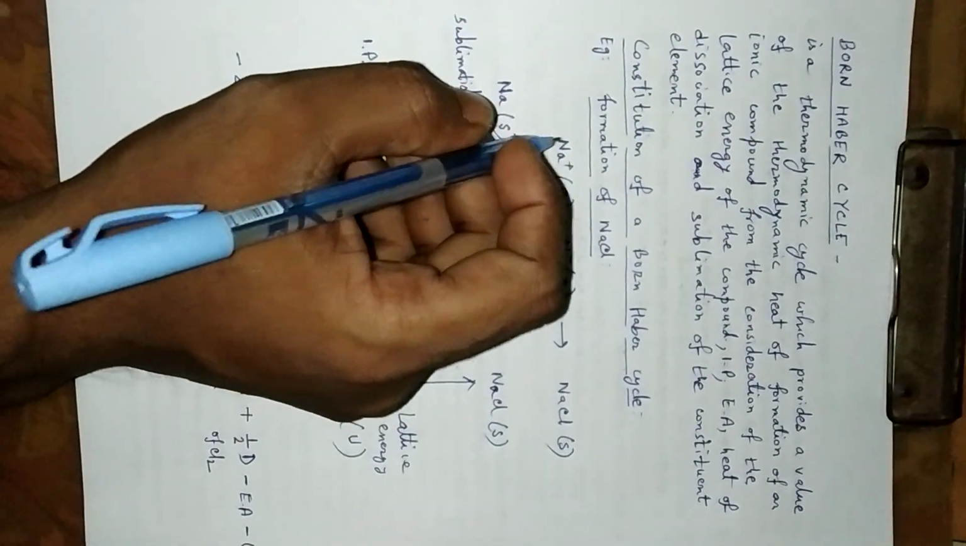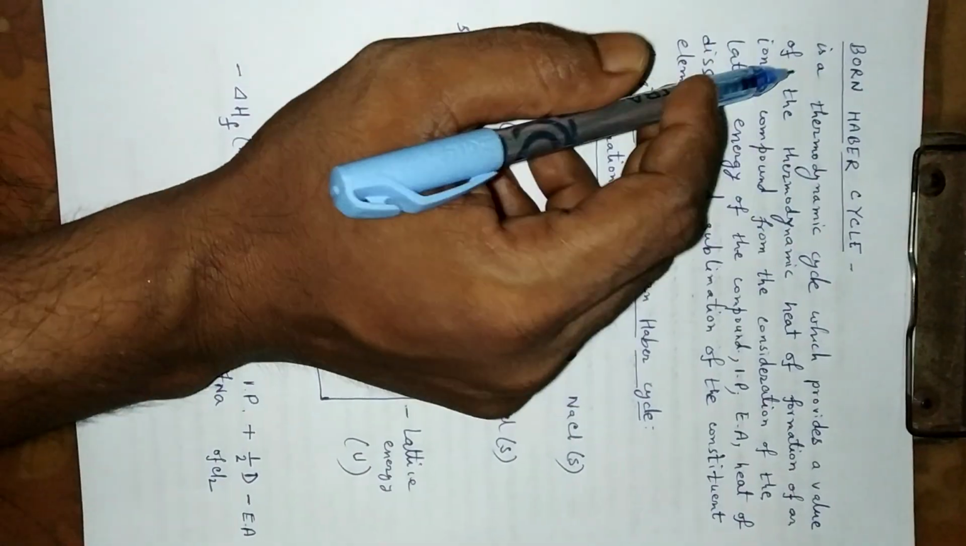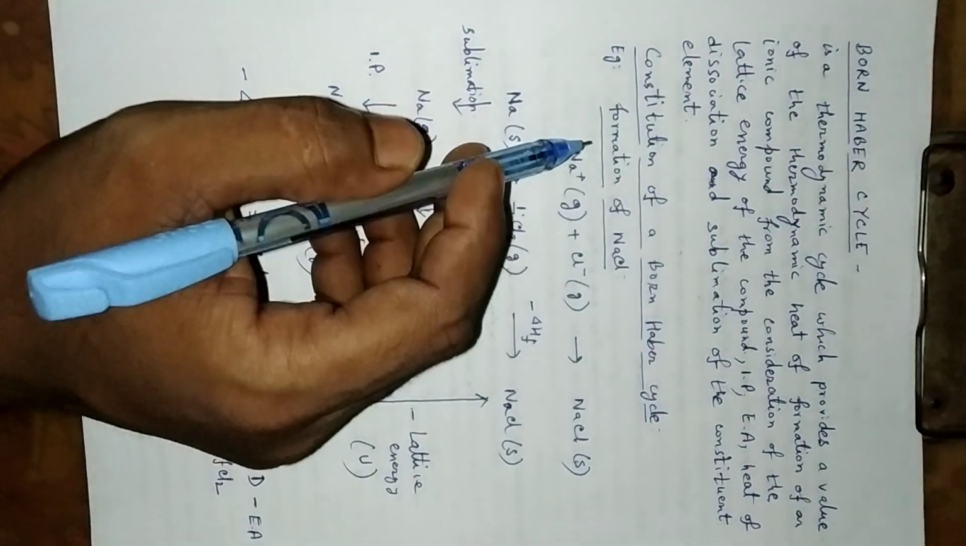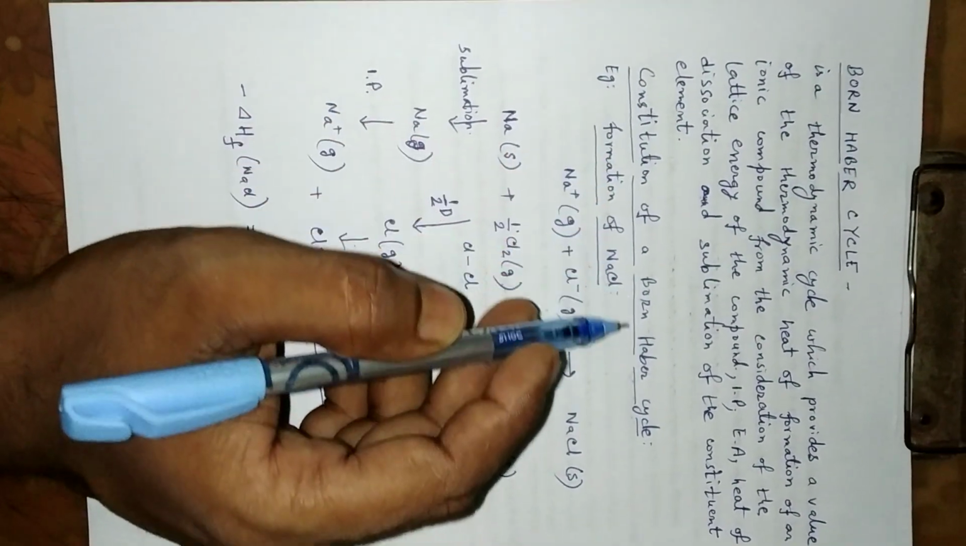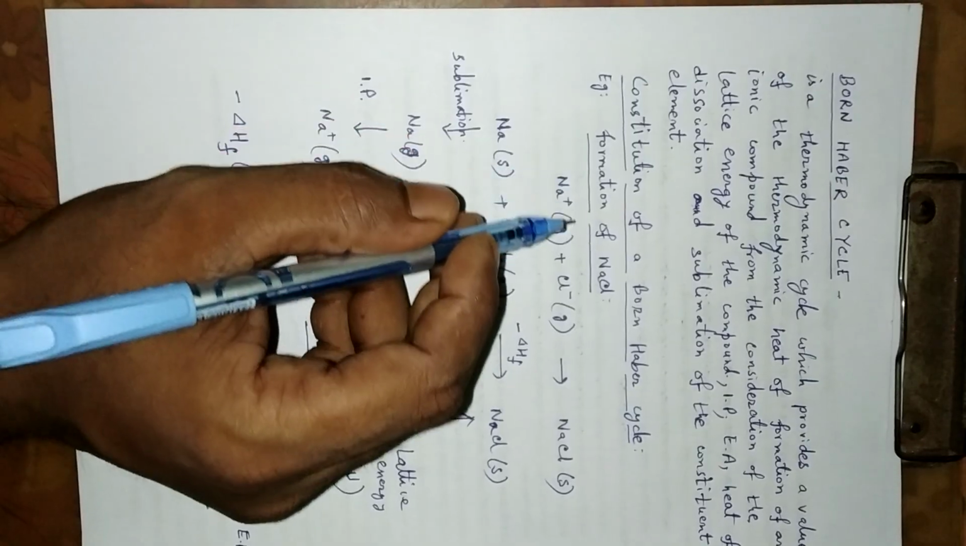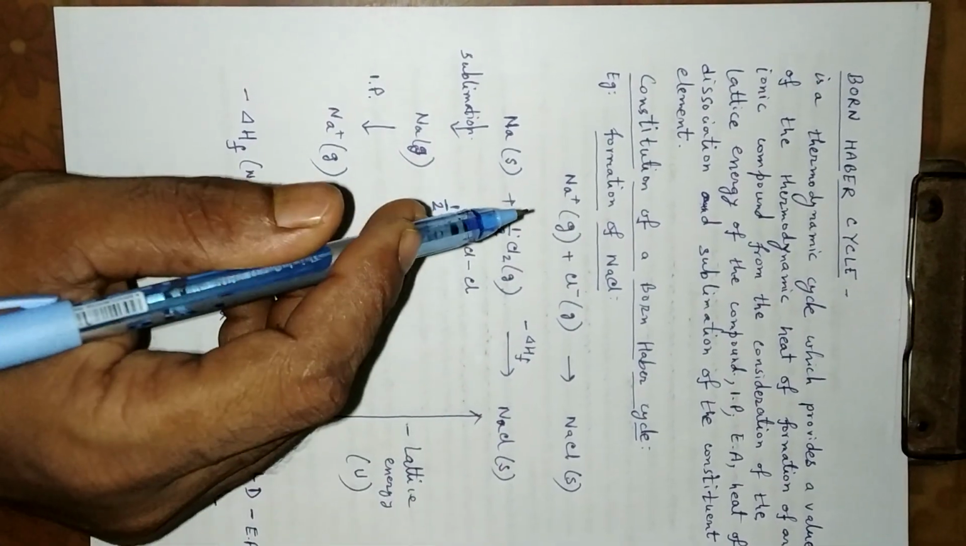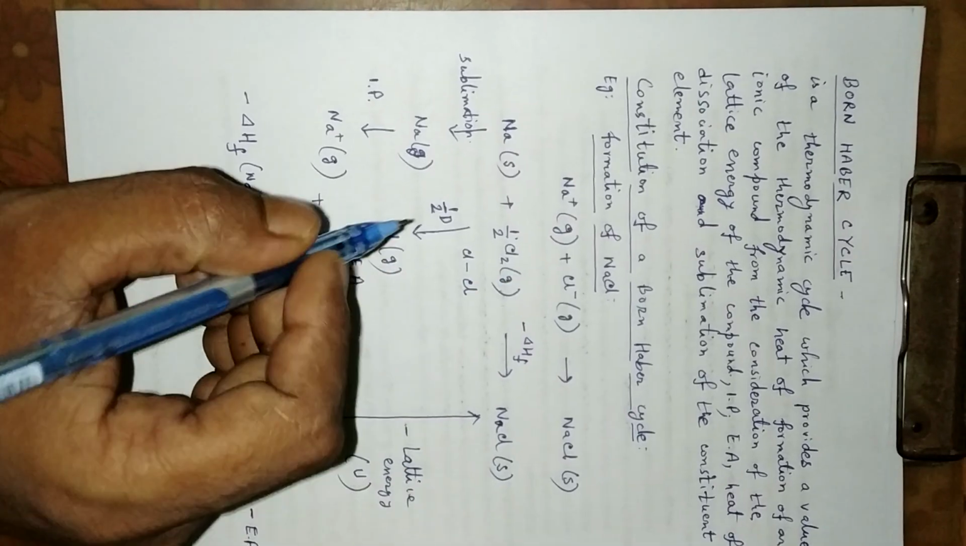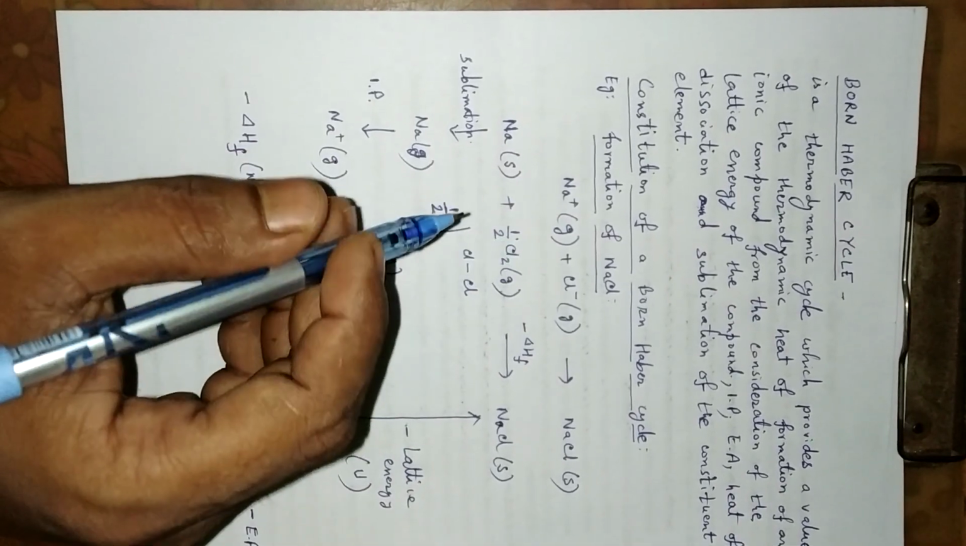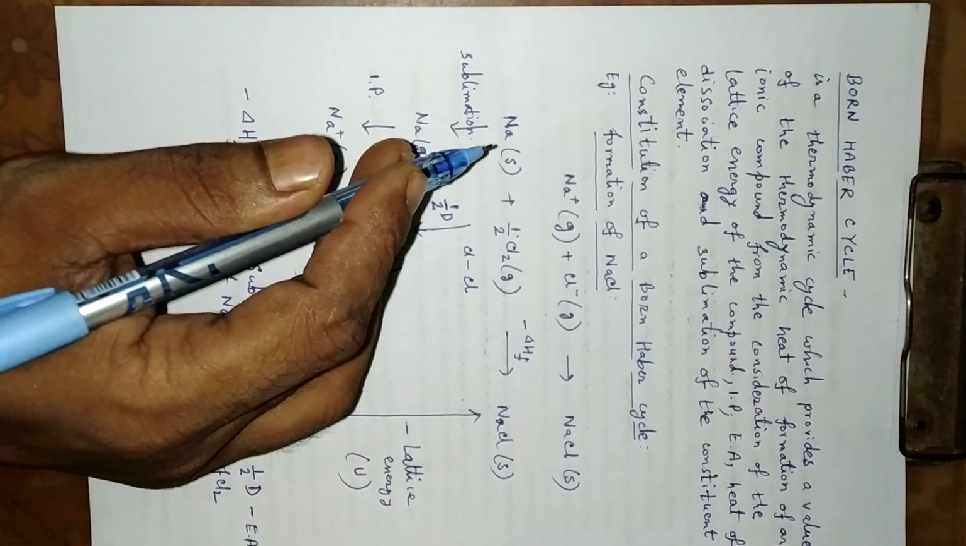Hello friends. In the last video we discussed the Born-Haber cycle, the constitution of a Born-Haber cycle, that is the formation of NaCl. NaCl is formed from Na plus and chloride ion, and how is the Na plus ion formed? Na plus ion is formed from solid sodium.